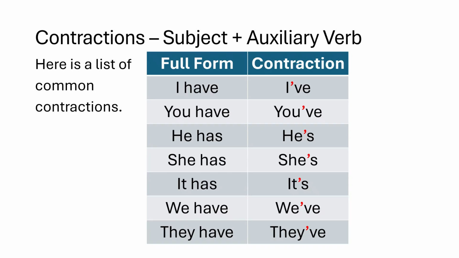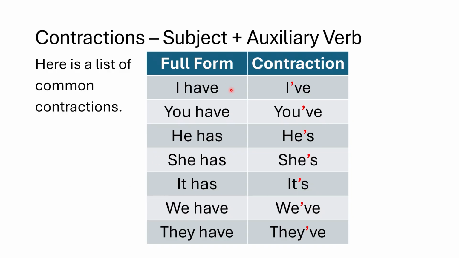Here is a list of common contractions. These contractions are made up of the subject plus auxiliary verb to have. This is the full list. Remember, when the two words are separate, they are referred to as being in their full form. I will read the words. I will pause. When I pause, you say the words.